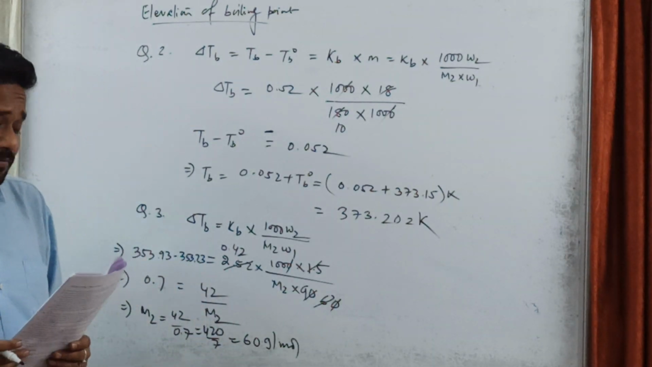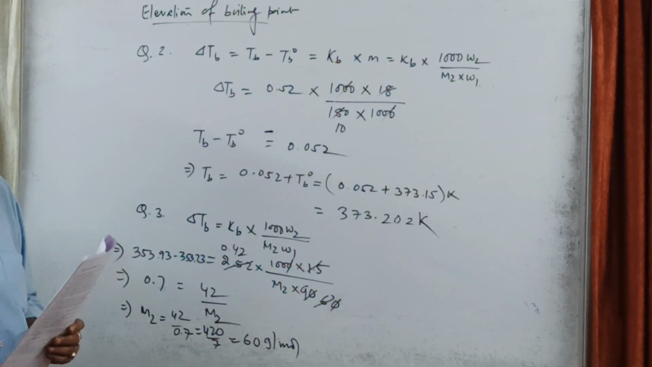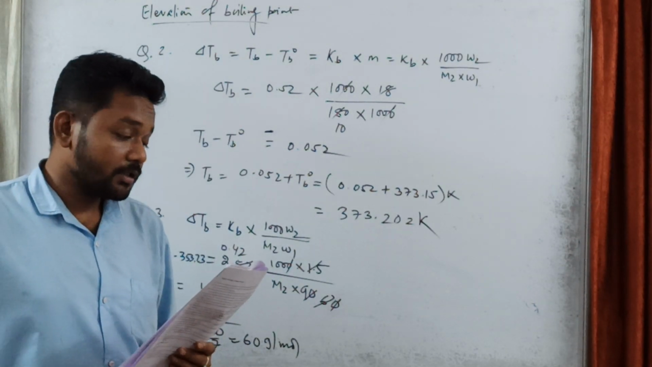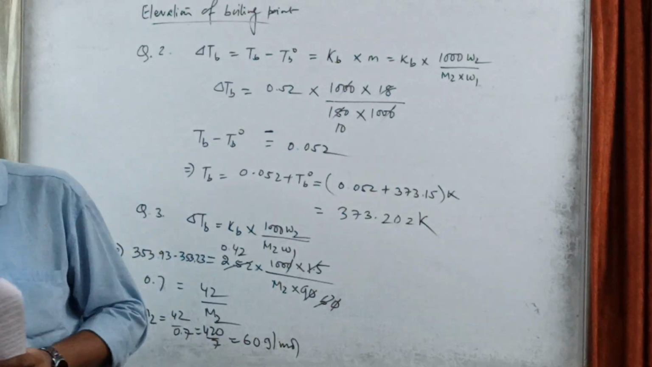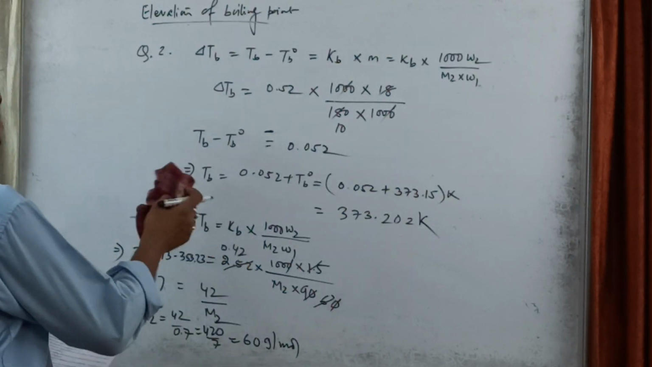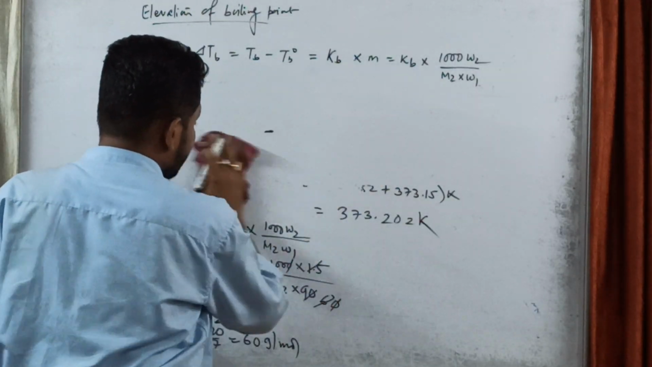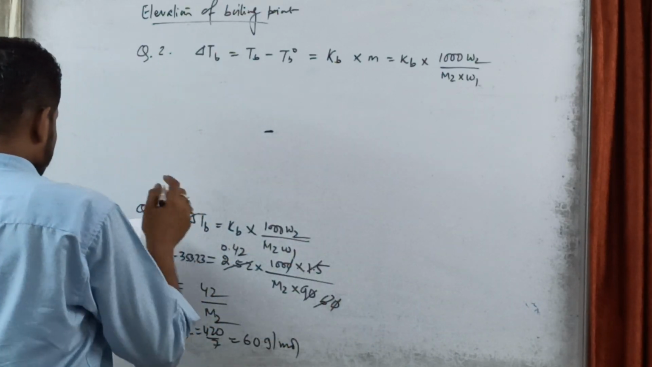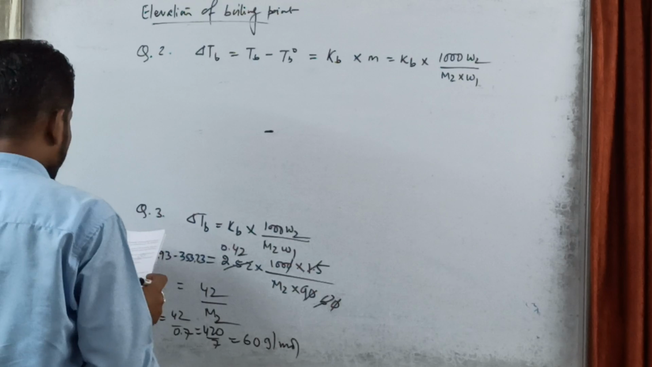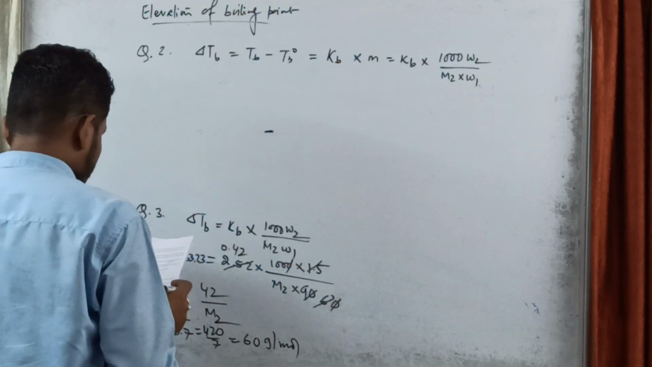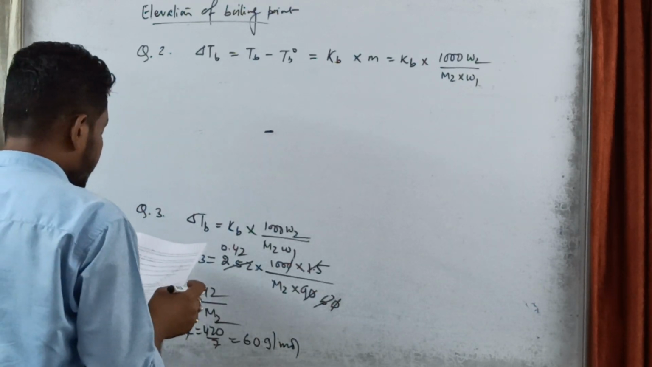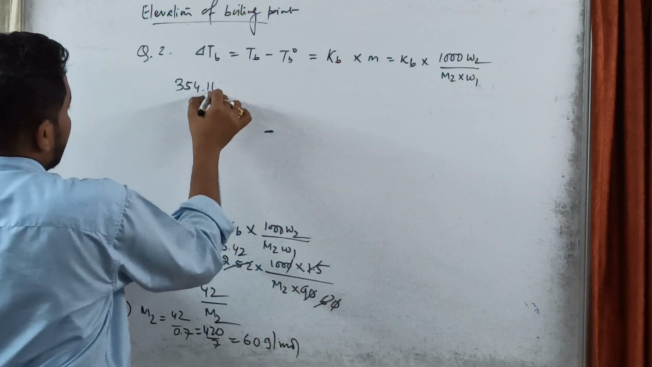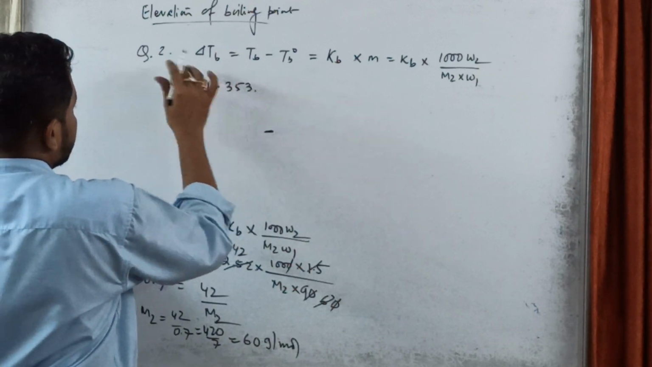Same type of problem, question number 4. Question number 4 you will do by yourself. Same problem. Question number 4 I can just simply write down. Question number 4 also they are asking about the molar mass of the solute. So here they have said the boiling point of benzene 353.23, after that it is 354.11. So you will write down 354.11 minus 353.23.